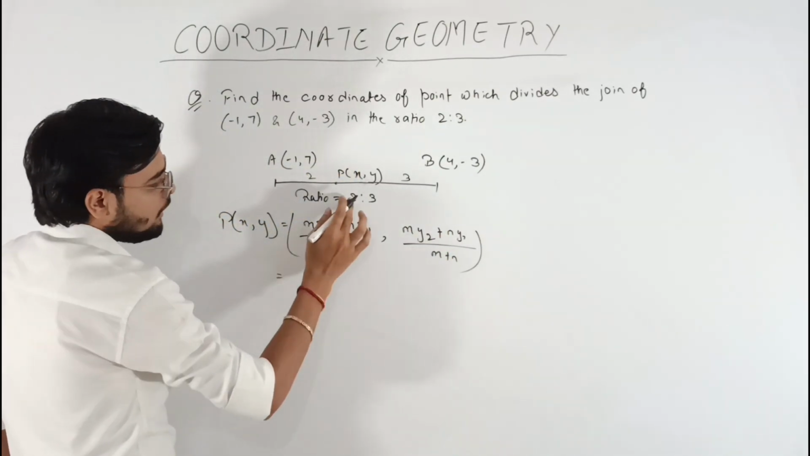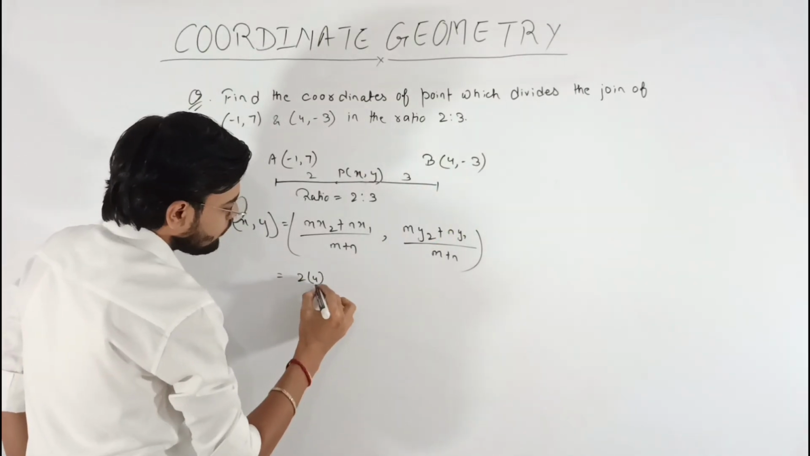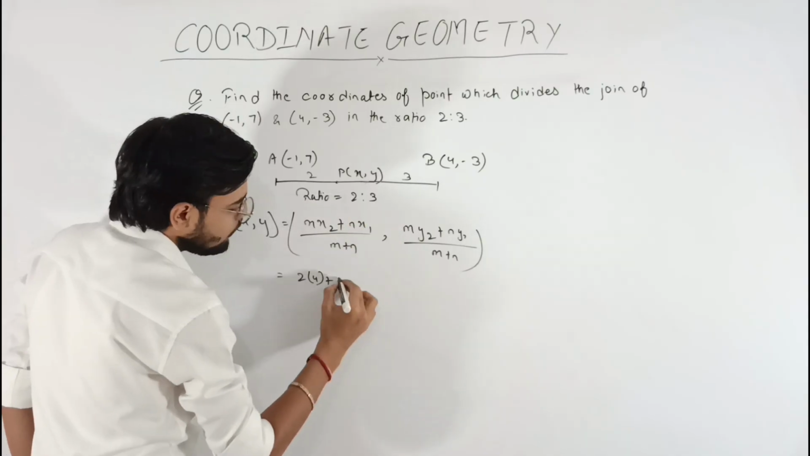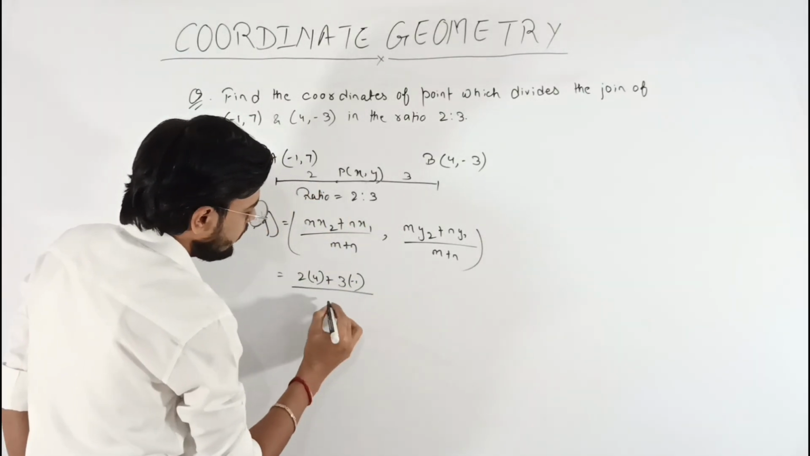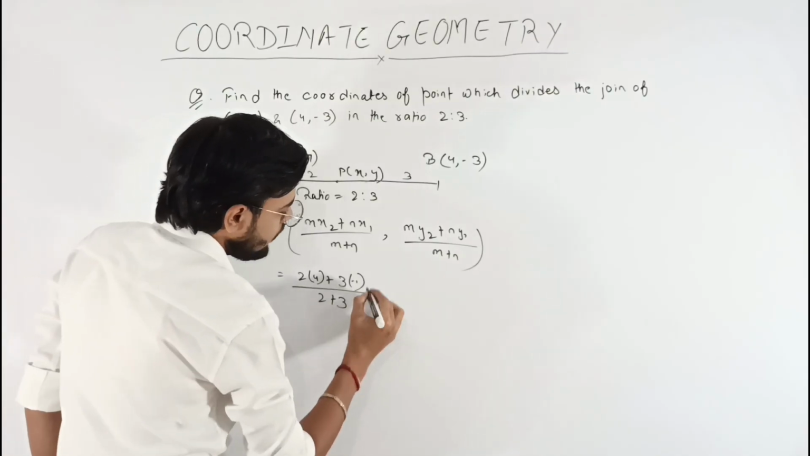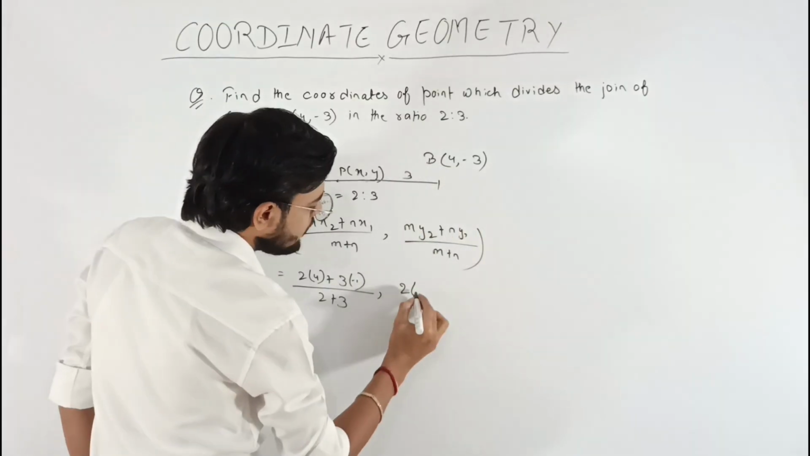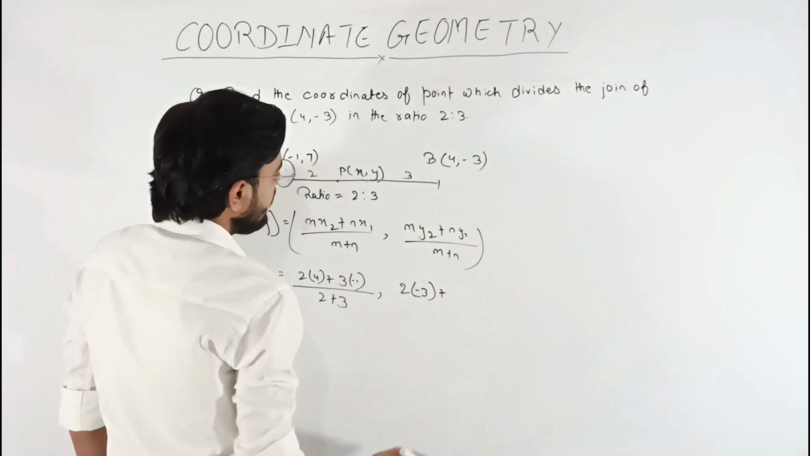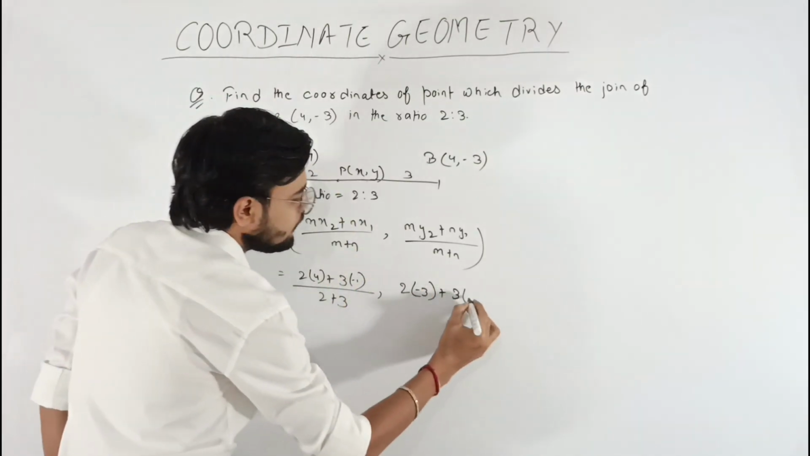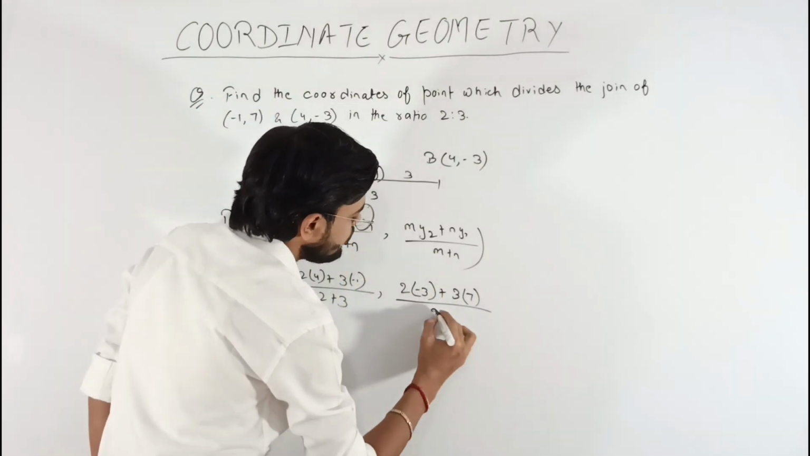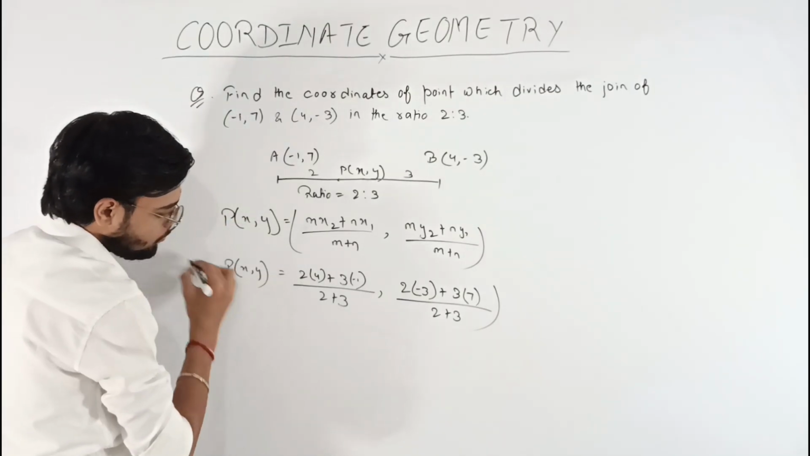Now put the values. m is here 2, so 2, x2 is what? This one is x2, 4, plus n is here 3, and x1 is what? -1, and m plus n, which is 2 plus 3. Now y coordinate. Again m is 2, y2 is -3, plus n is 3 and y1 is here 7, upon m plus n, which means 2 plus 3. This is Pxy.